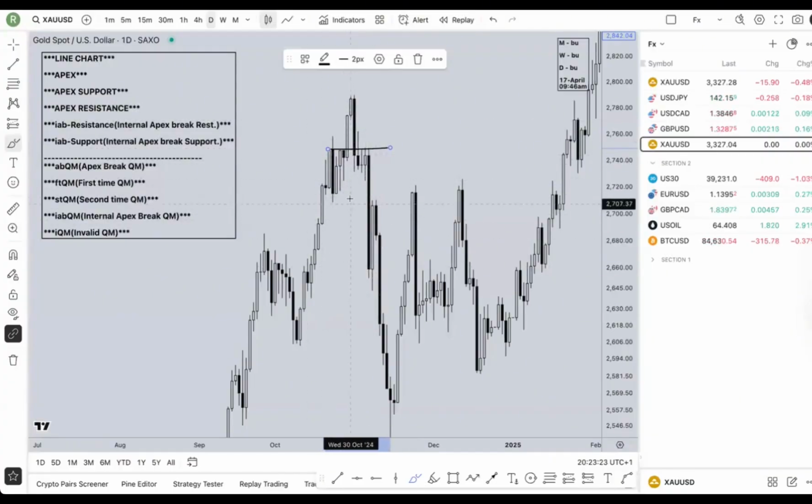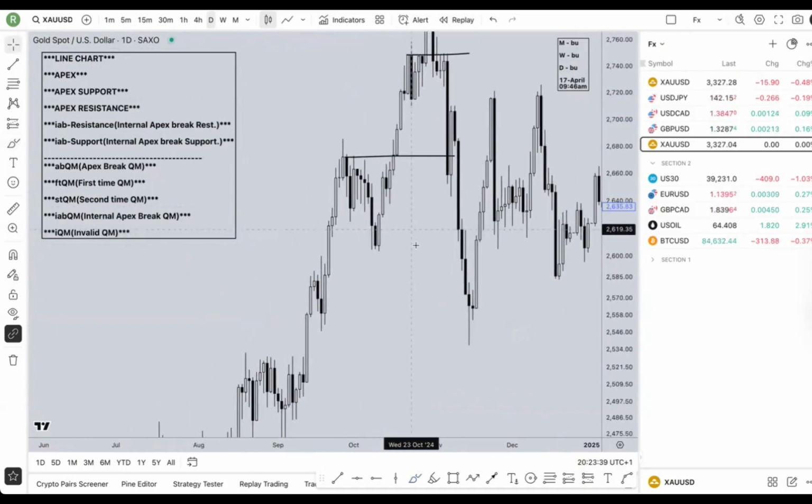ABQM, FTQM. Now, after that, you saw the market came down and broke this one again. Breaking this one, this is not ABQM, rather, this is FTQM. This is the first time it's becoming a QM. And when it corresponds with our storyline, it works like magic.